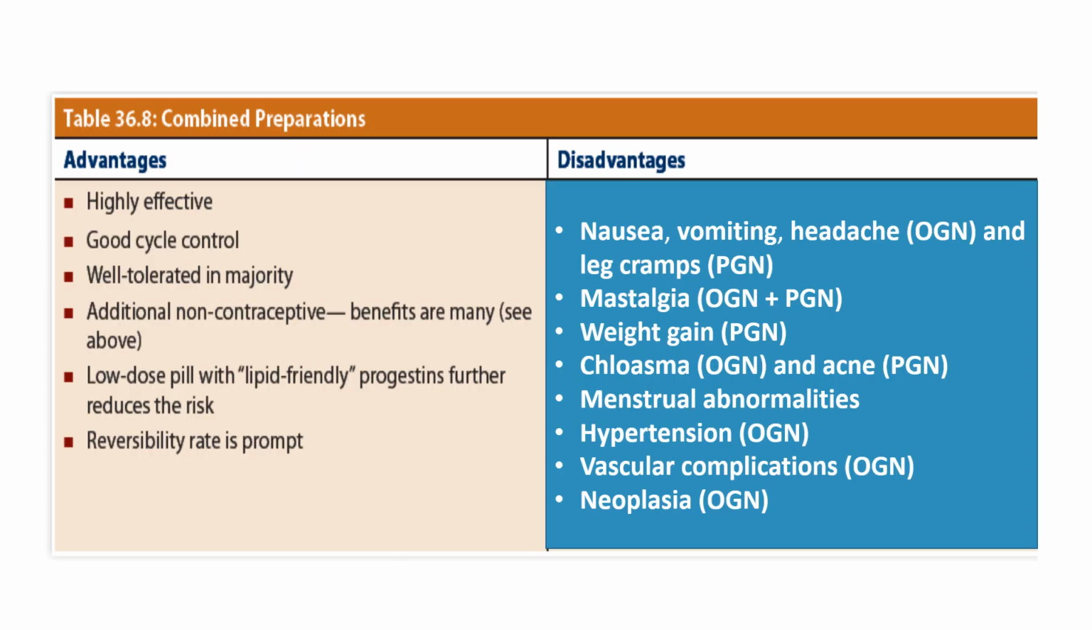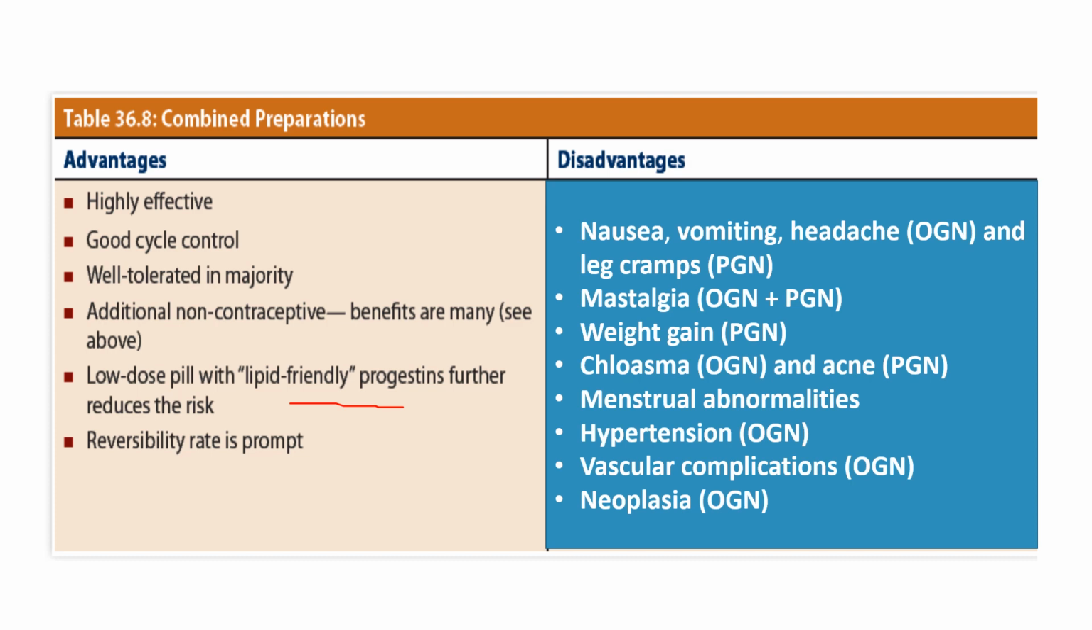Now, these oral contraceptive pills have advantages and disadvantages. They are highly effective, with good cycle control, and well tolerated in the majority. Additional non-contraceptive benefits are also there. Low dose pills with lipid friendly progestins reduce the risk. Reversibility is prompt. But definite disadvantages are there, though newer generation pills are devoid of these.